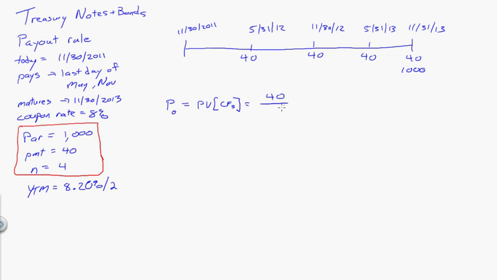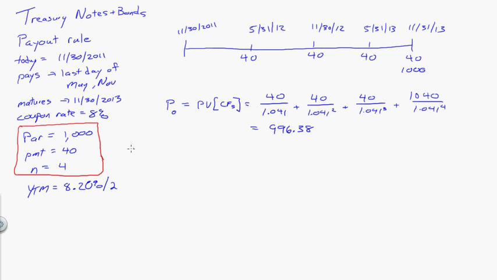That's 40 divided by 1.041 plus 40 divided by 1.041 squared plus 40 divided by 1.041 cubed plus 1,040 divided by 1.041 to the 4th. That's equal to 996.38. So this is how I price a bond.